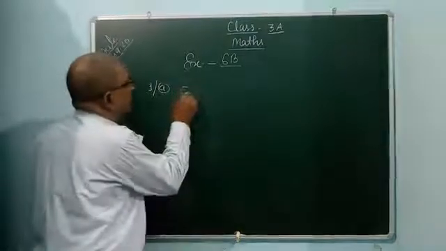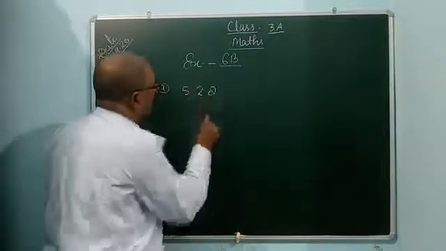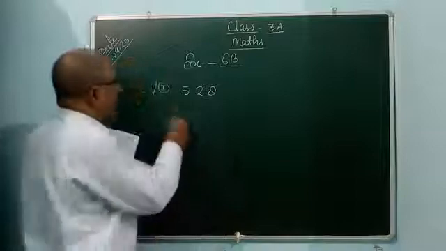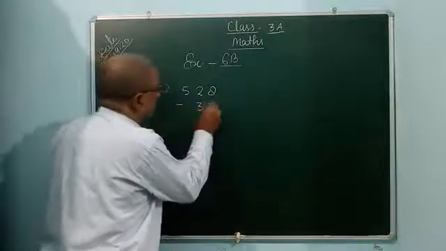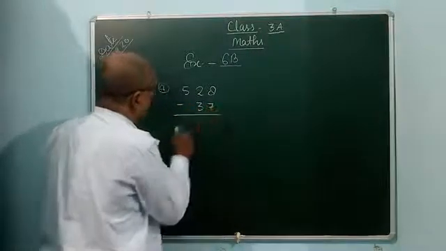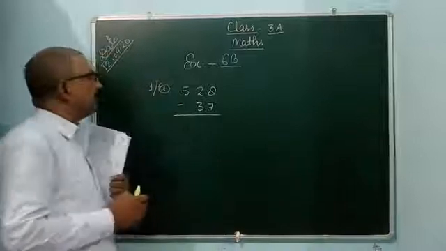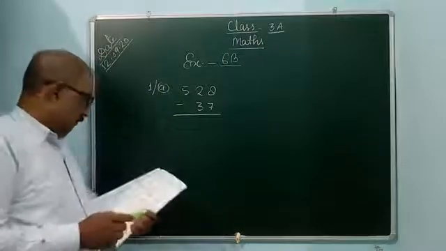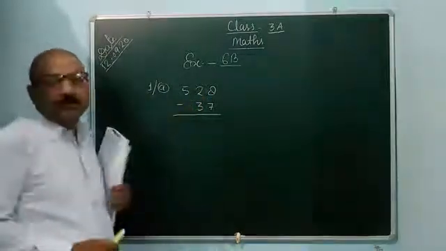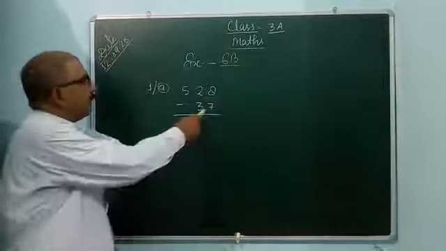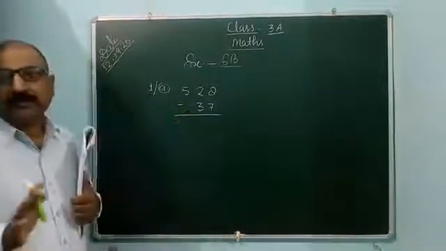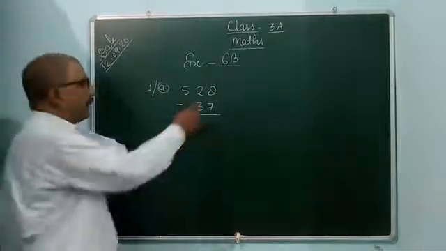528 minus 37. You can see that 8 is bigger, 7 is less, so it can be subtracted easily. 8 minus 7, 1.